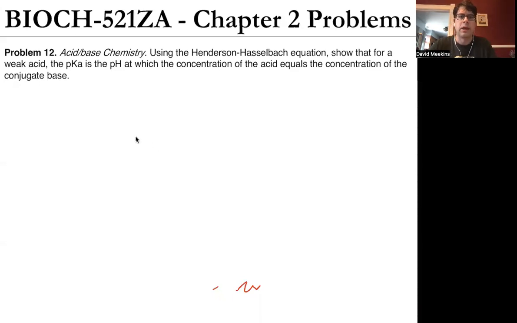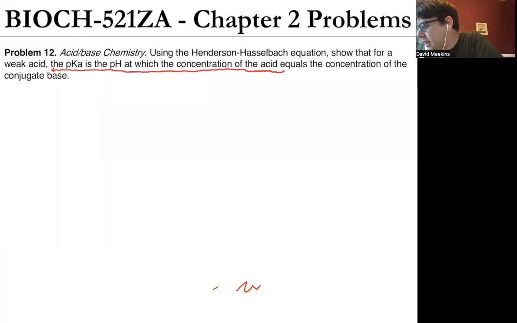Okay. So the first one that was asked was about problem 12 in the book. This is actually a really good one for understanding how pKa is related to pH and the ratio of conjugate base to acid. It says acid-base chemistry. Using the Henderson-Hasselbalch equation, show that for a weak acid, this is a very important sentence: the pKa is the pH at which the concentration of the acid equals the concentration of the conjugate base.